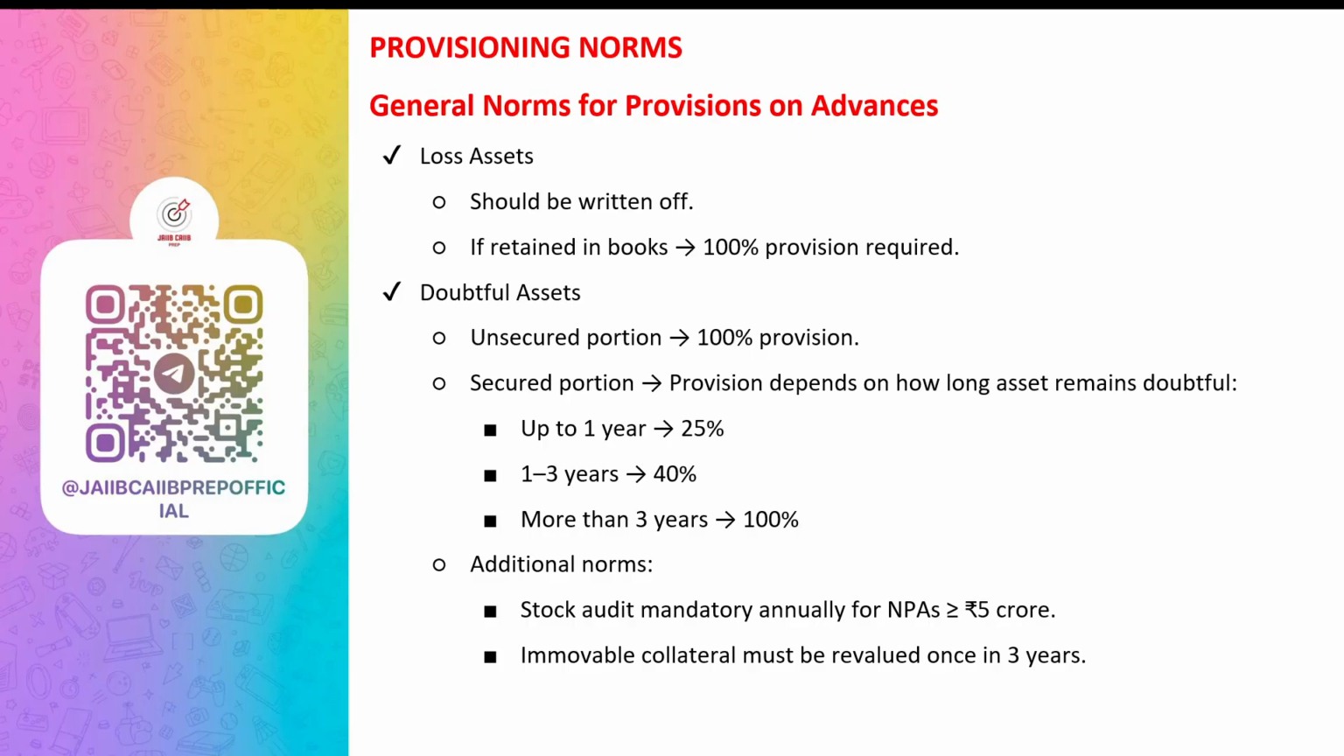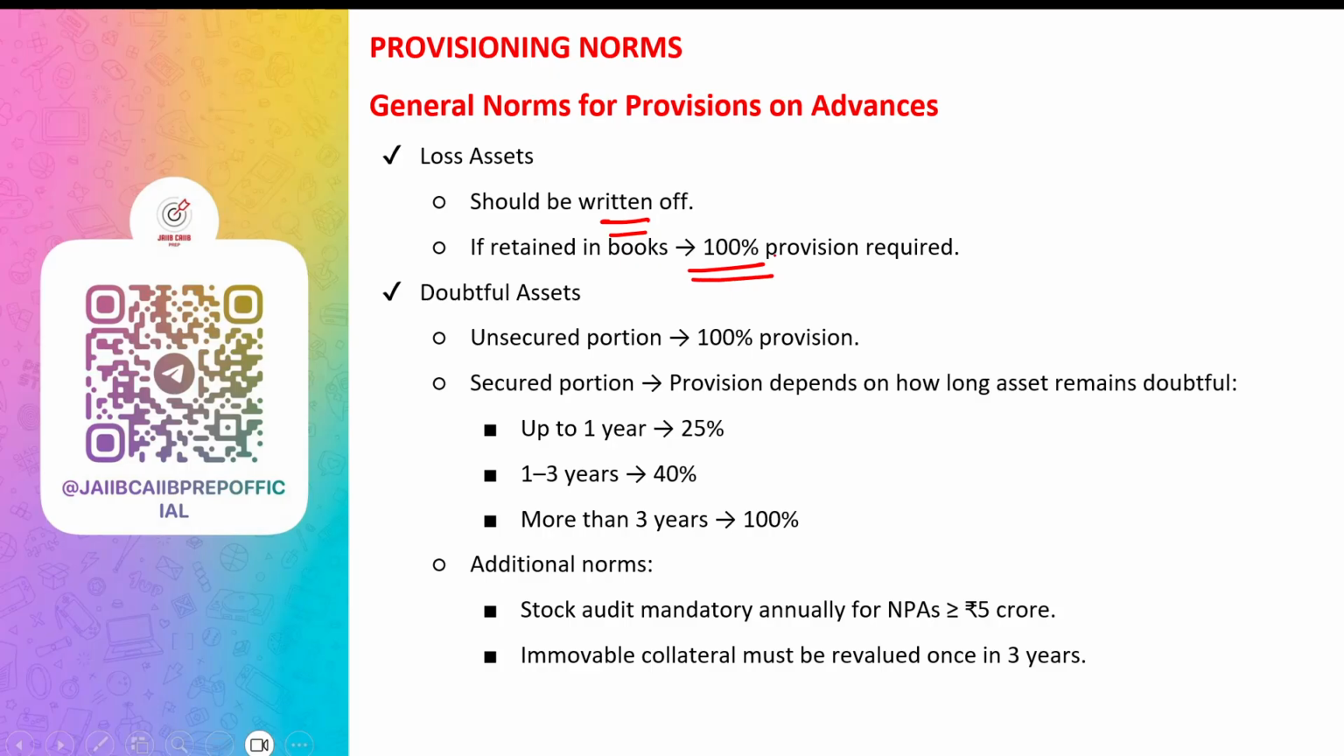If it is a loss asset, then a loss asset is one where recovery is considered impossible. So banks are required to write off such assets, and if they are retained in their books for any reason, they must give 100% provision.